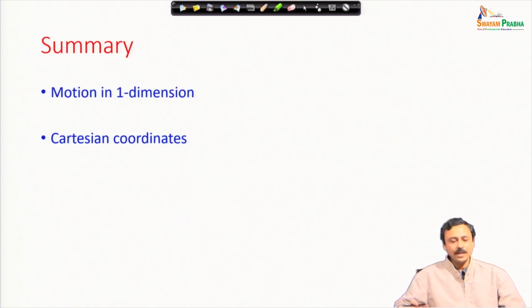So, let me summarize. We have discussed motion in one dimension, and we have looked at the Cartesian coordinate system. We are going to continue this with more coordinate systems. We will discuss coordinate systems like tangent normal and polar coordinates. So, I will conclude the lecture here.